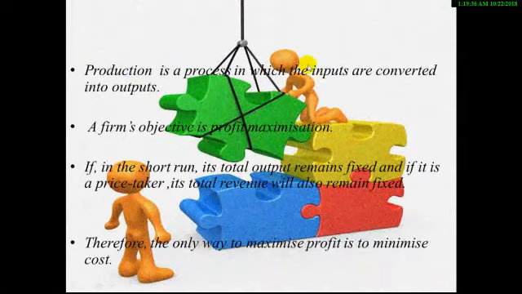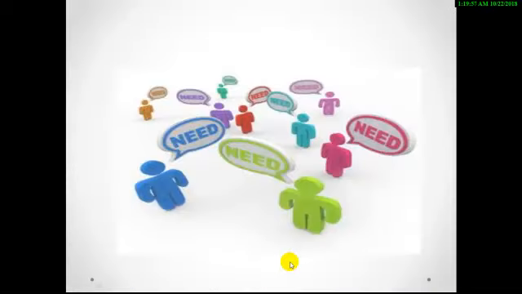Production is a process in which the inputs are converted into outputs. A firm's objective is profit maximization. If, in the short run, its total output remains fixed, and if it is a price taker, its total revenue will also remain fixed. Therefore, the only way to maximize profit is to minimize cost.